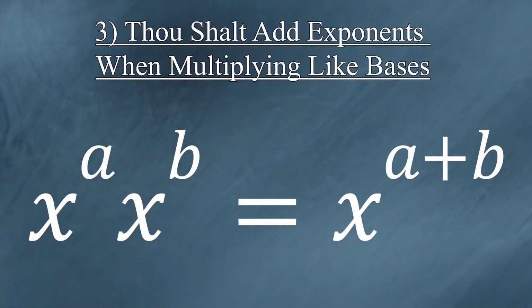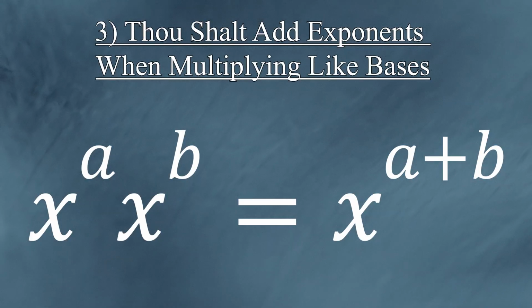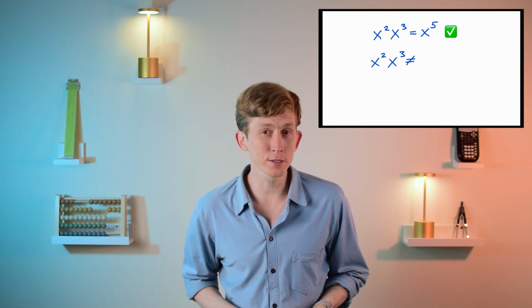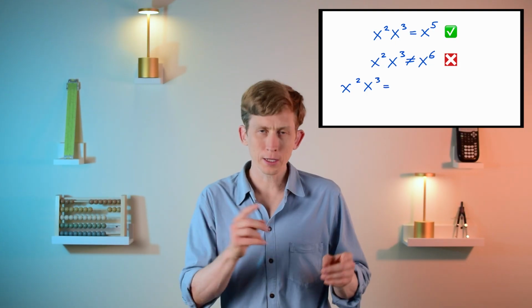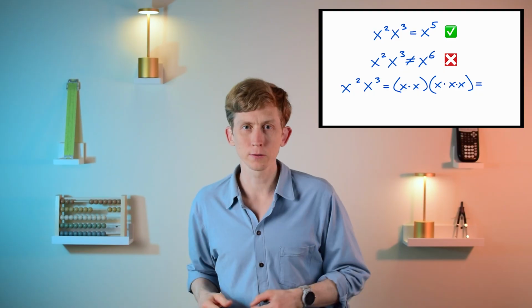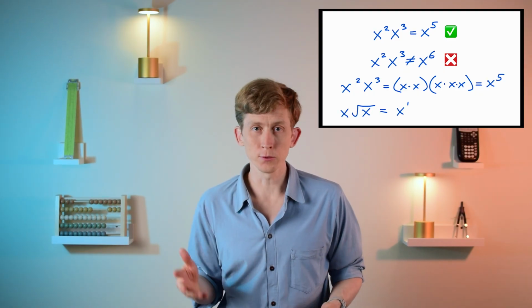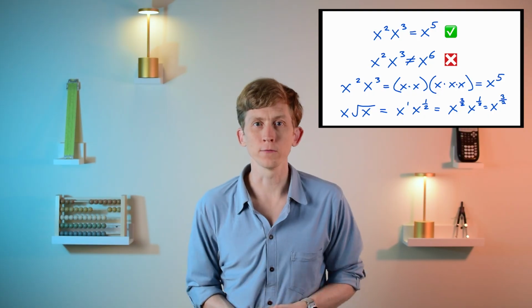3. Thou shalt add exponents when multiplying like bases. X to the a times x to the b is equal to x to the a plus b. For example, x squared times x cubed is x to the 5th, not x to the 6th. If it's not obvious why, then let's unpack this notation as well. X squared times x cubed is x times x times x times x times x, which is x to the 5th. Where people tend to stray from the flock here is a case like x times root x. To write this as x to some power, we would say x to the 1st times x to the 1/2 is x to the 3/2.